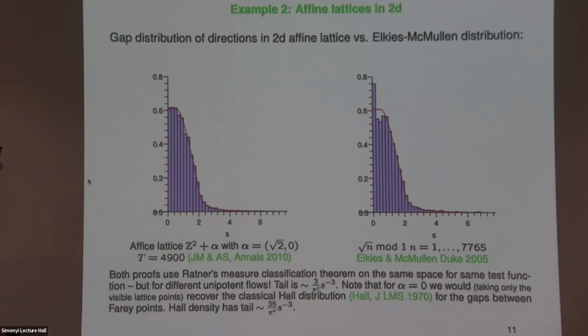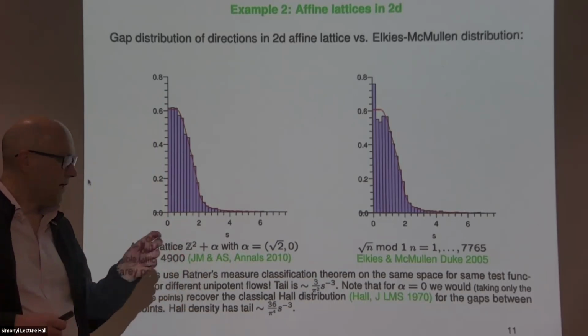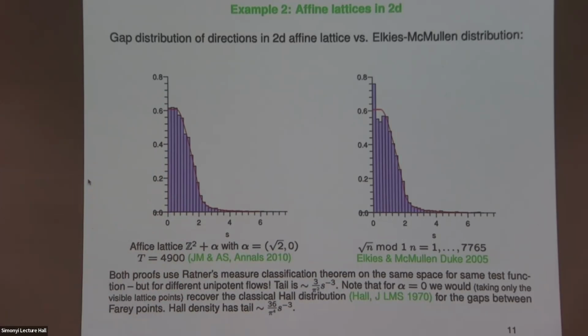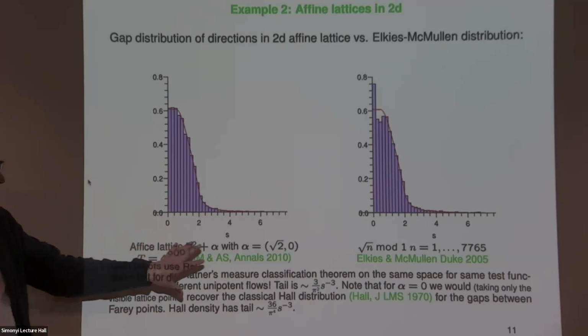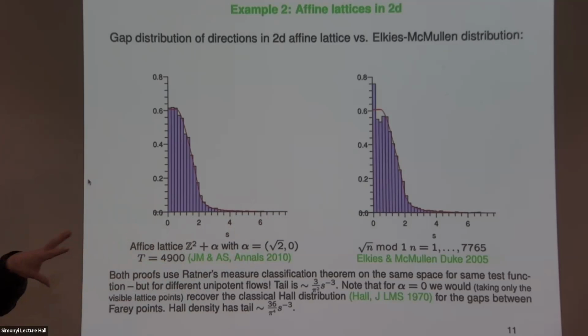And by some beautiful coincidence, it's the same distribution that Elkies and McMullen found in 2005 for the gaps between the fractional parts of the square root of n. It's not a coincidence at all, but the beauty of understanding everything in the space of lattices is that you can just see why it has to be like that. The answer is maybe not surprising, but you didn't have a relation between these problems before.